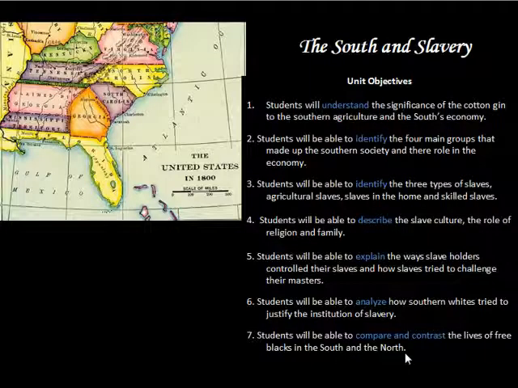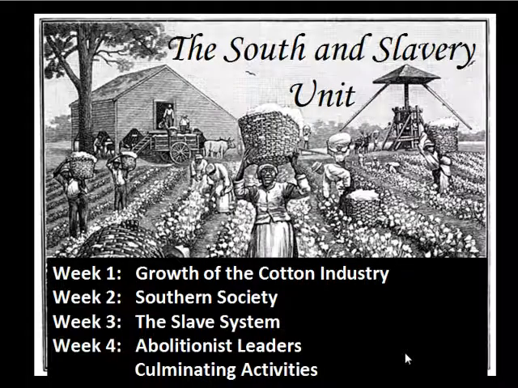Thus, I developed 7 different objectives for the unit, in which students will gain an understanding of the South and the institution of slavery from an economic and human perspective. The unit will be covered over a 4-week period, each highlighting 4 different areas of the South and slavery: the cotton industry, the Southern society, the slave system, and the abolitionist leaders and their struggle to end slavery.